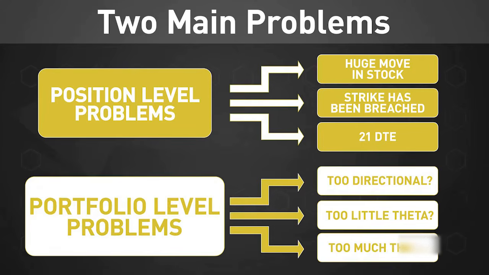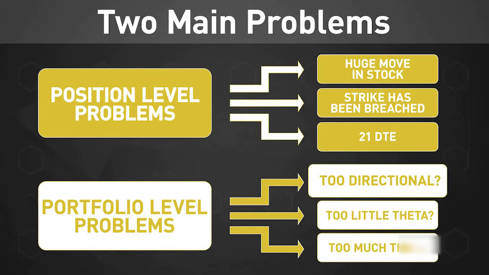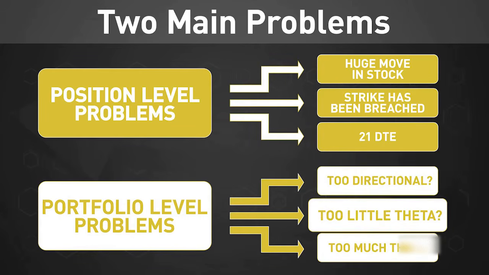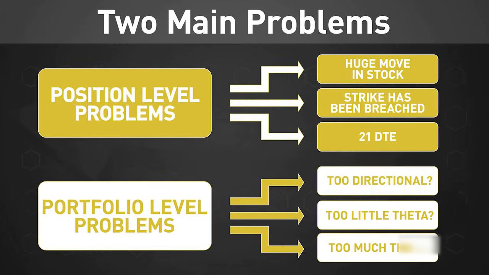Now, with your portfolio level problems, these should also be fairly clear, mainly because you took the time to establish your portfolio targets at the very beginning. Are you too directional? Do you have enough theta working for you? Do you have too much theta working for you? These are all going to be common questions that you're going to find yourself asking as you are viewing your portfolio. Knowing what you're trying to accomplish with your delta and with your theta will allow you to see very easily when things are off target.